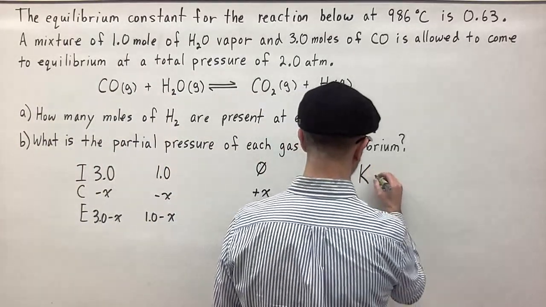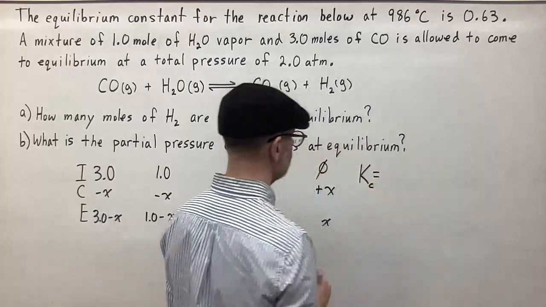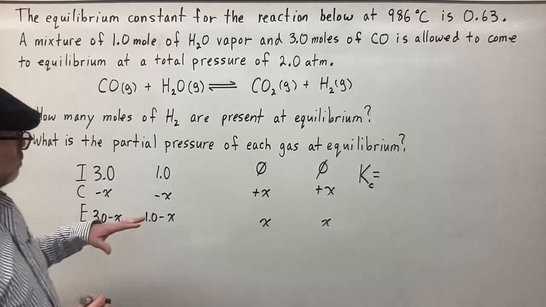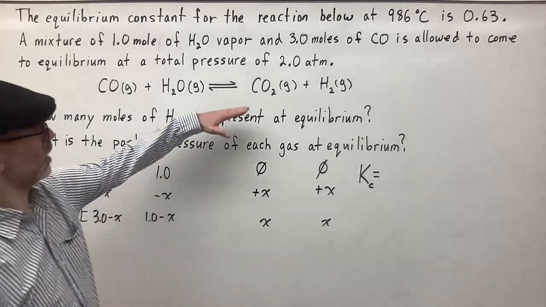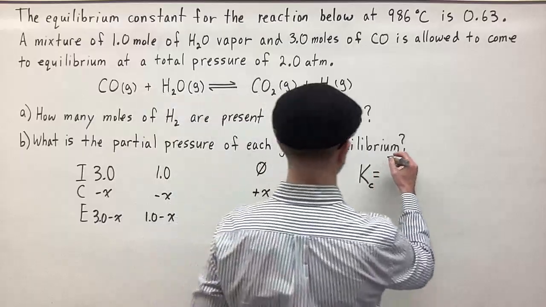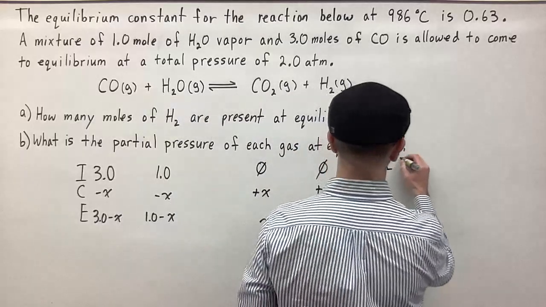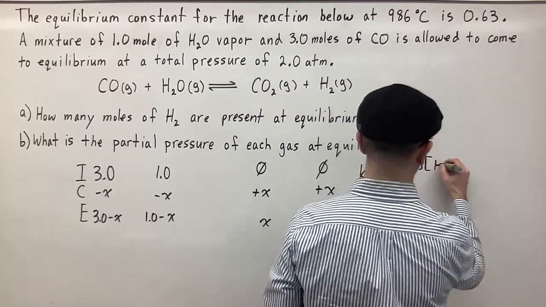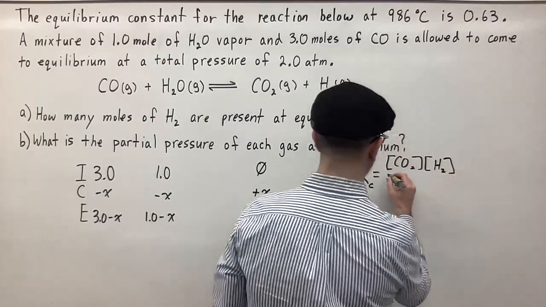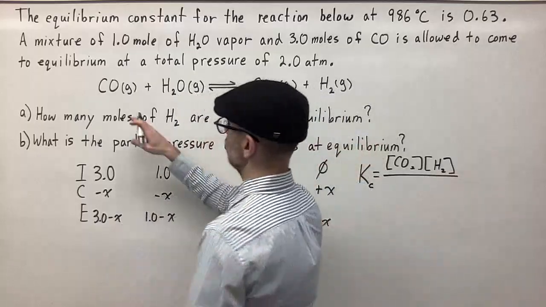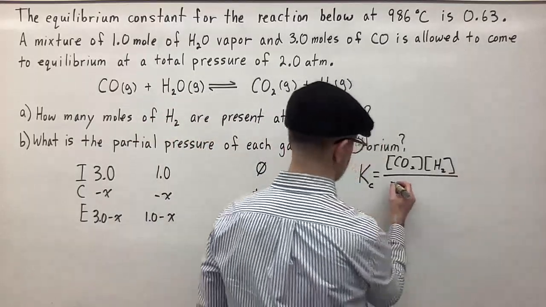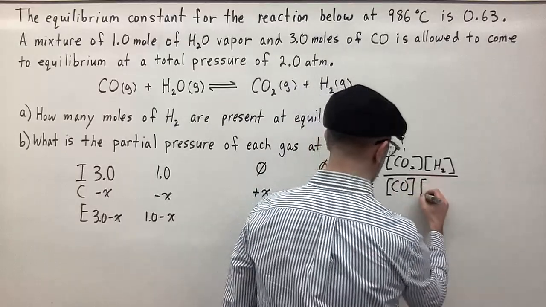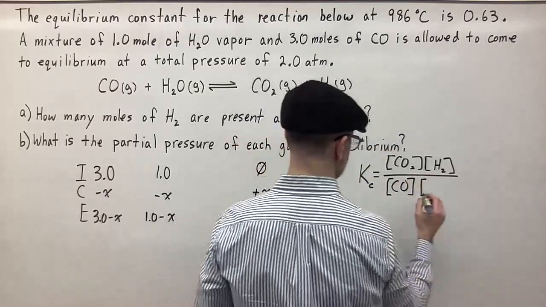So if we write that out, Kc is going to be equal to products over reactants. So it's going to be the concentration of CO2 multiplied by the concentration of H2 over the concentration of the reactants. So the concentration of CO multiplied by the concentration of H2O.